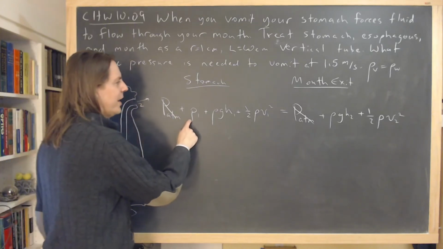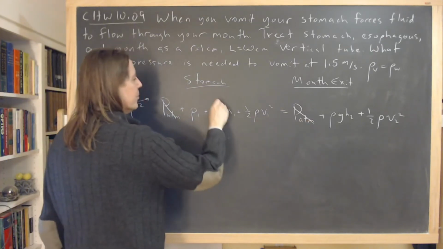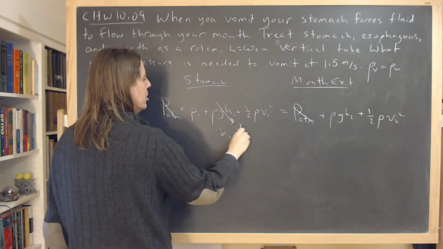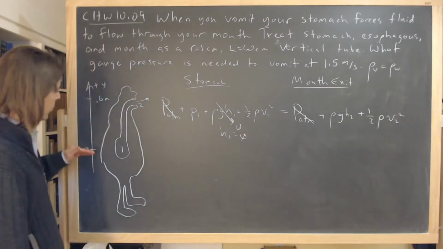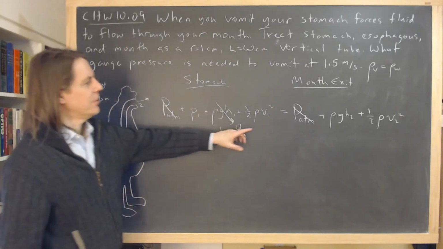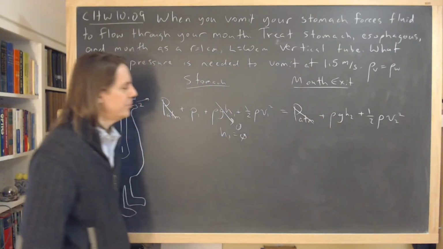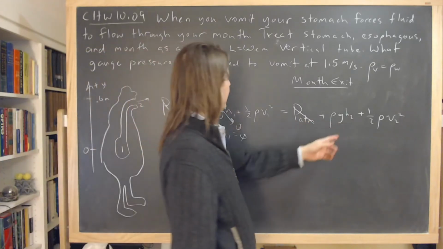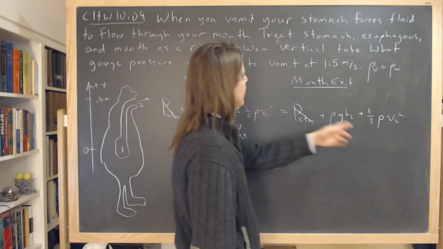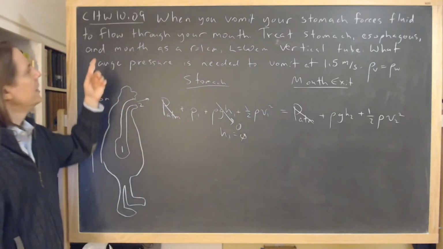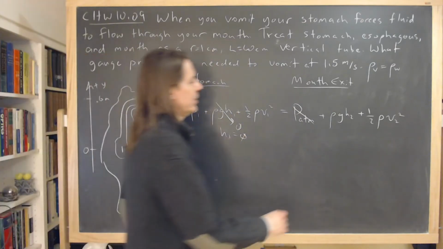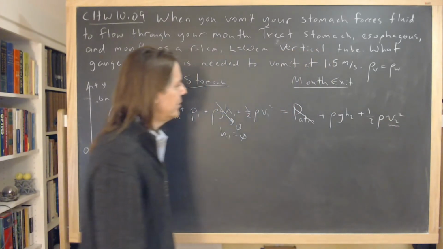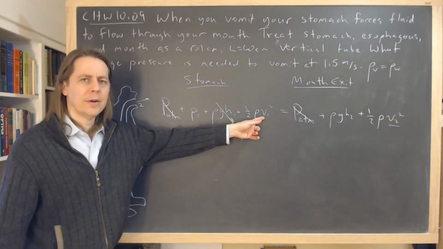We're looking for that. These two terms, I'm going to say that one is 0, because we're going to say h1 is 0. By setting the origin at the stomach, there's nothing here. This is the term that will have the 0.6 meters in it. Here we know it comes out at 1.5 meters per second. So we do know that. And we know the densities. That's all good. What about here?